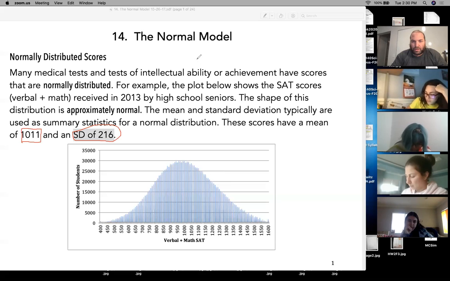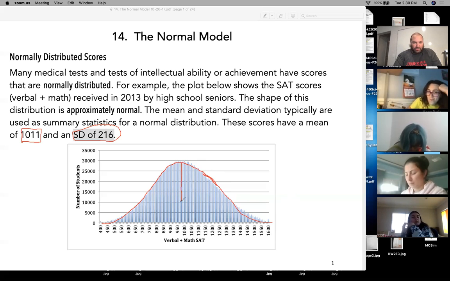I'm going to trace out the approximate distribution here. Okay, approximately. Now the mean is roughly right here in the center. Okay, with me so far? Yes.